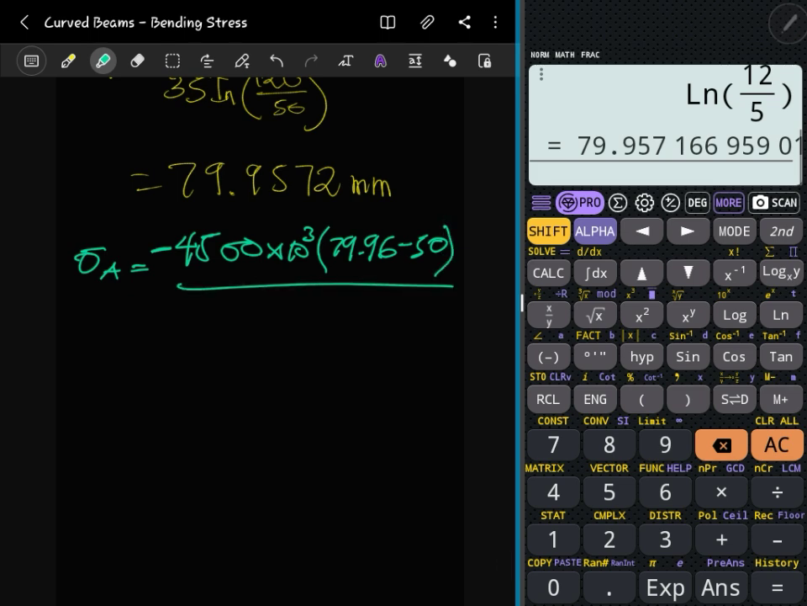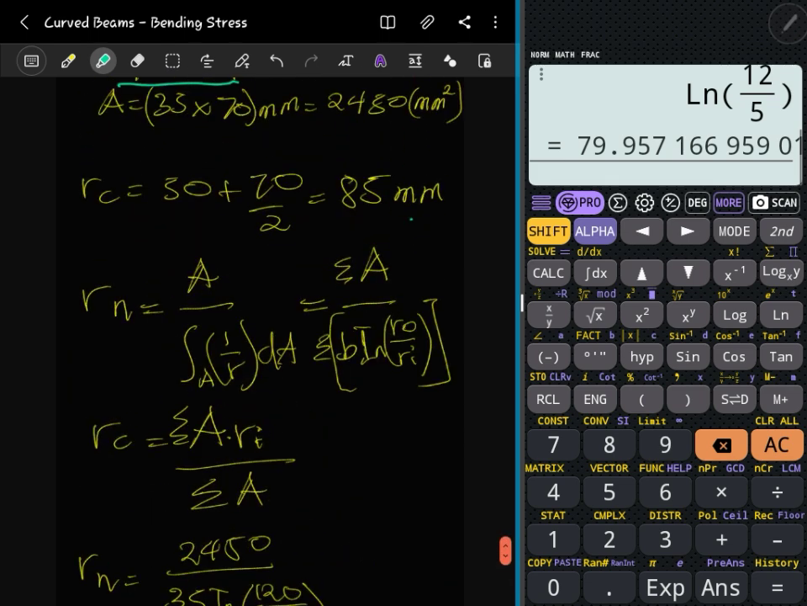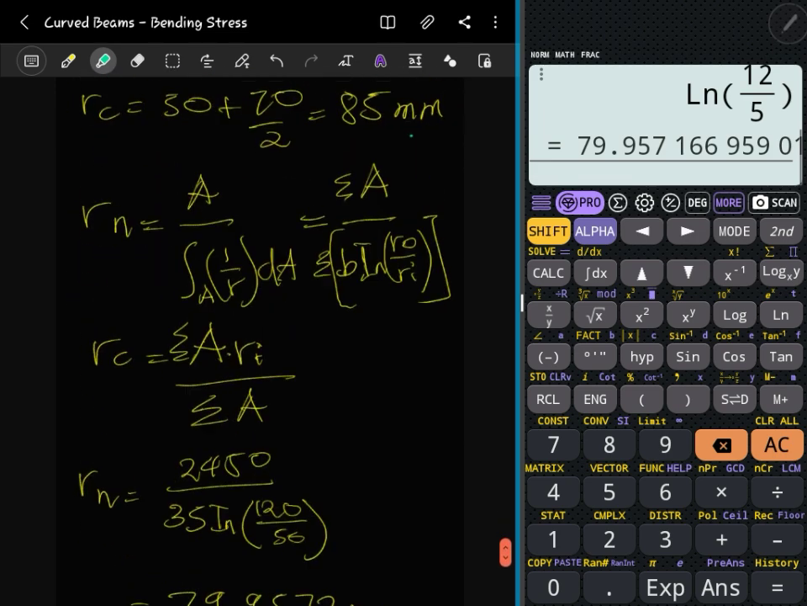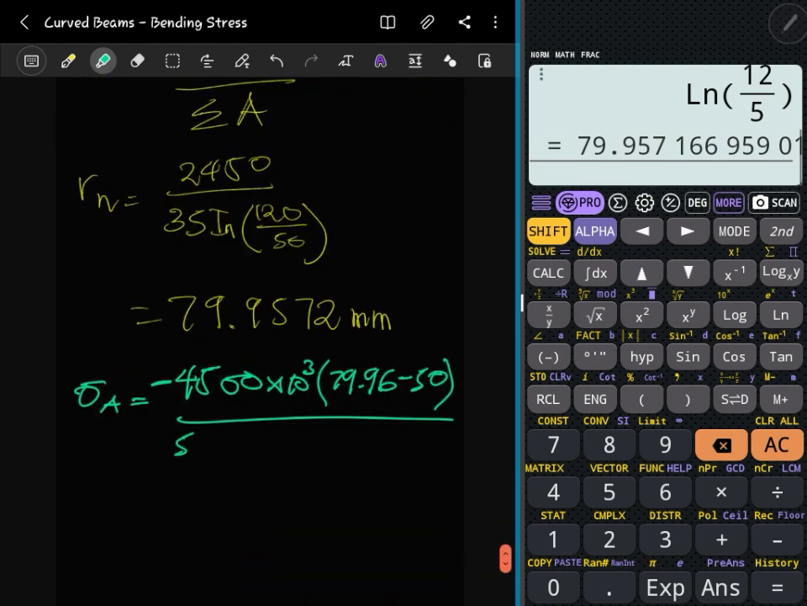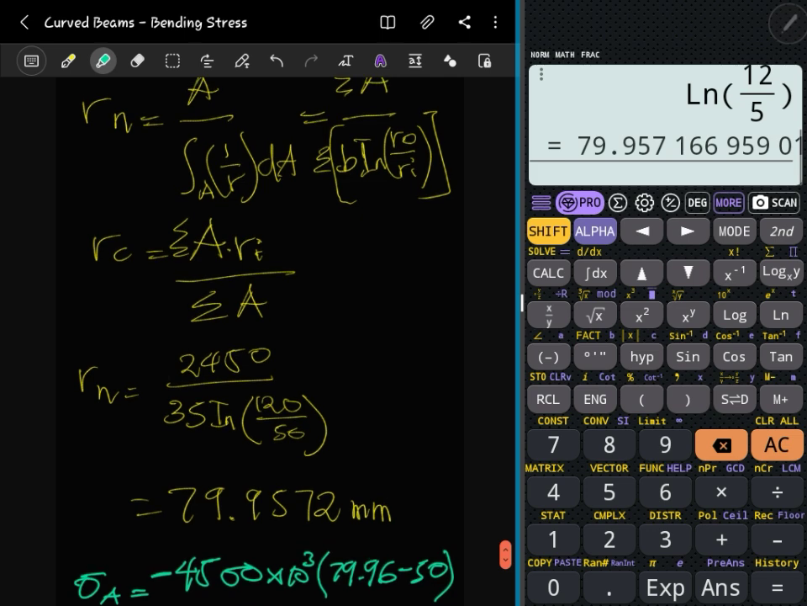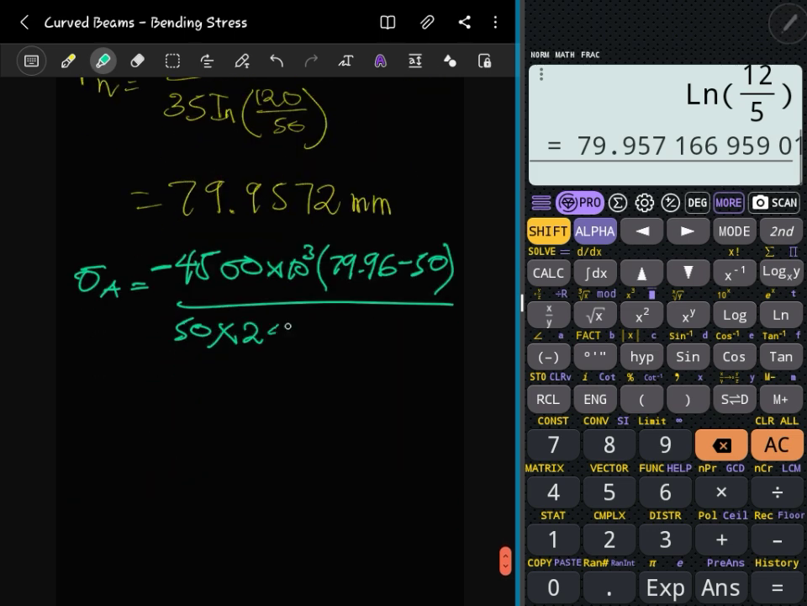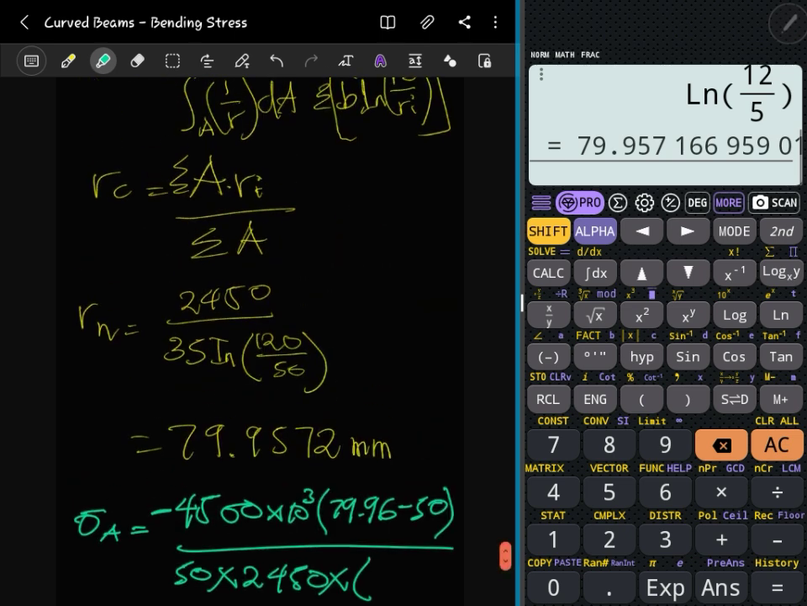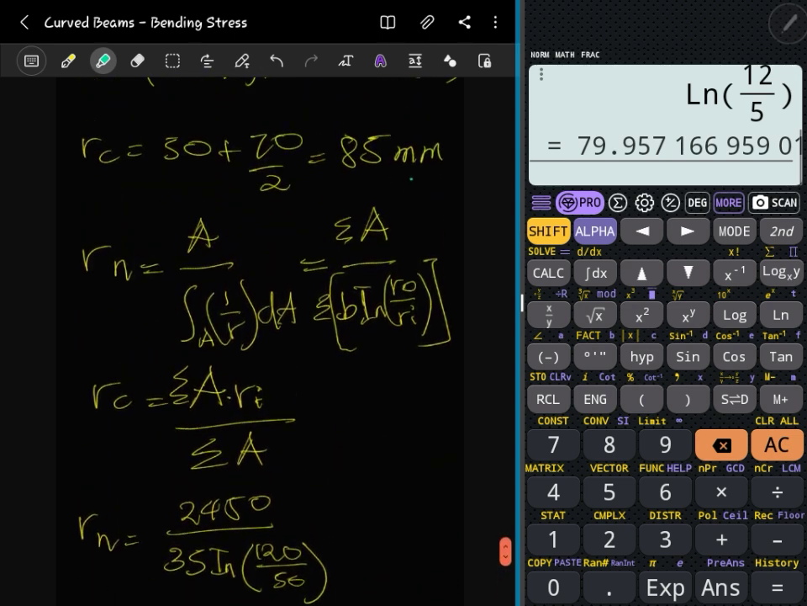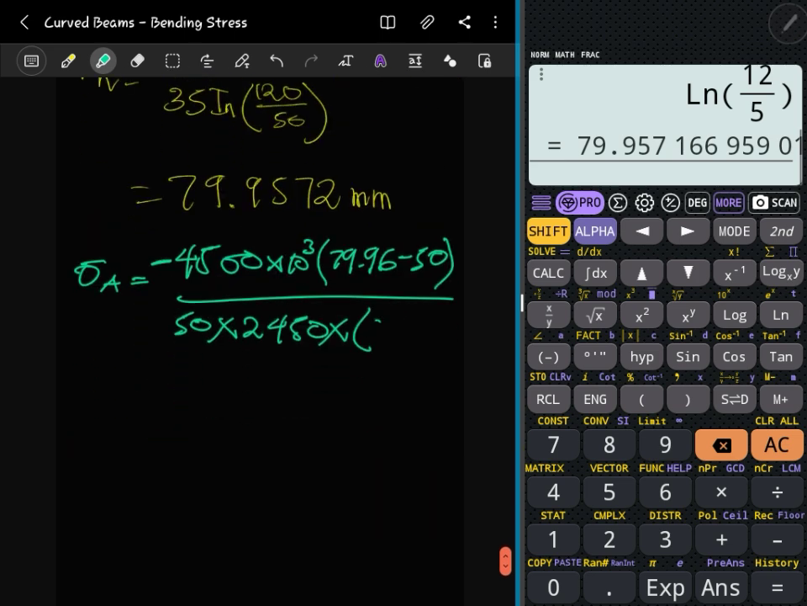That's it. All on R, right? The form we have: R, which is 50 again, times the area, which we have to be 2450. And then RC. What's RC? You have RC to be 85, minus RN, this minus 79.96. So let's see what we get for the stress at A.